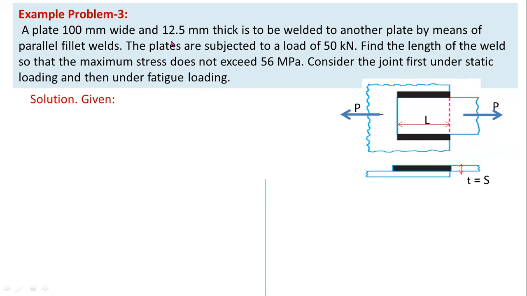In this question, first of all, you have to identify the given values. Here the width of the plate is given, that is 100 mm, but there is no use for it in determining the length of the weld. Width is not required. Thickness of the plate T equals 12.5 mm, and that thickness value equals the size of weld, 12.5. This is T or S. The given problem is double parallel fillet welds. The plates are subjected to a load of 50 kN. That value is P, the load acting on the welded joint, P equal to 50 kN, that means 50,000 newtons. Find the length of the weld L.